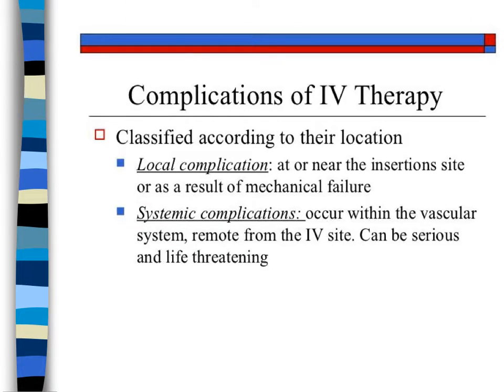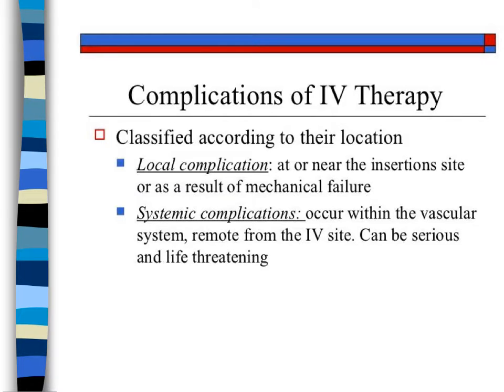IV complications are classified according to their location. Local or localized complications occur at or around the insertion site, but can lead to systemic complications. They threaten tissue integrity and may cause nerve damage. Examples include hematomas, thrombosis, phlebitis, thrombophlebitis, infiltration, extravasation, local infection, and venous spasm.